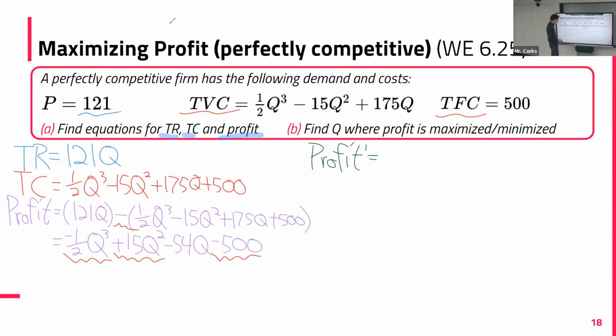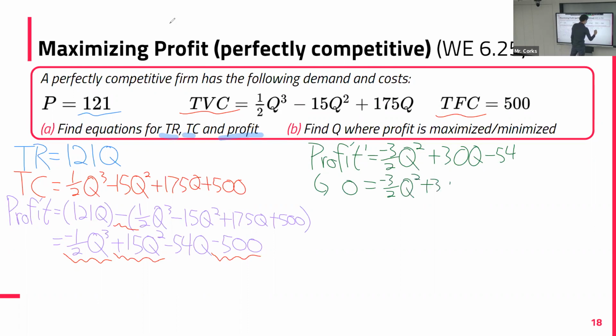Profit prime will be -3/2 Q squared plus 30Q minus 54. Okay, we have a quadratic and we want to solve for Q when this thing is equal to 0. So -3/2 Q squared plus 30Q minus 54. All right, so we can factor out the -3/2. All of these things will divide cleanly by 3. So that's the first step, -3/2.